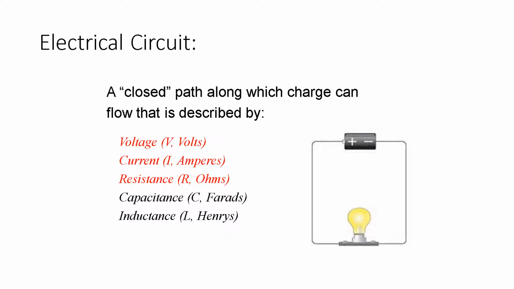And then capacitance, the unit of measure is farads. Inductance, the unit of measure is henries, which we use L to designate. So capacitance, C, that makes sense. Inductance, L. Why didn't we use I for inductance? Because we already used I for current, and so we needed another letter, so we used L for inductance.